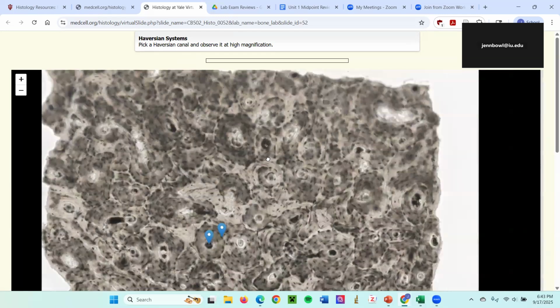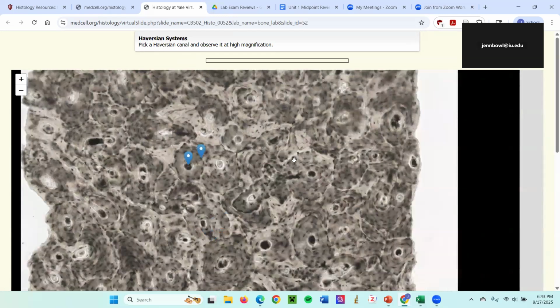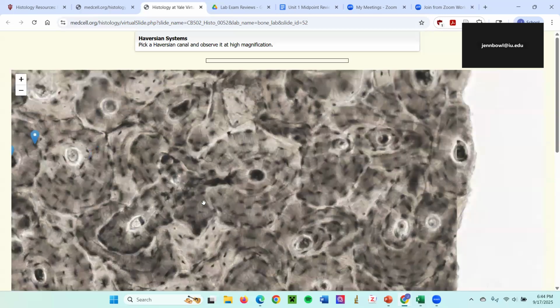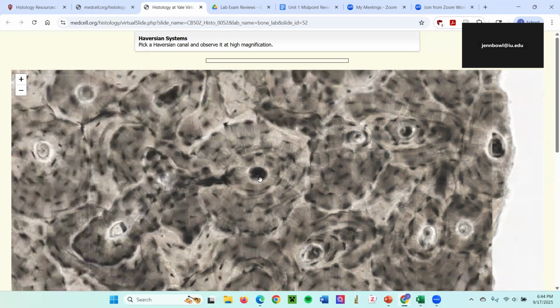So if we were to zoom in on one of those osteons, let's say I like this one because it's pretty big. At the center of every osteon, we have a central canal or Haversian canal. Again, you can give me either name on the lab exam.